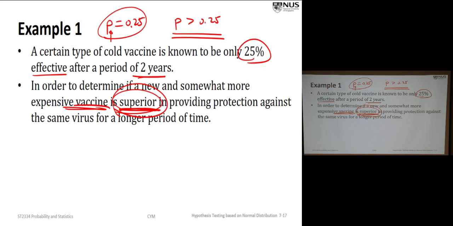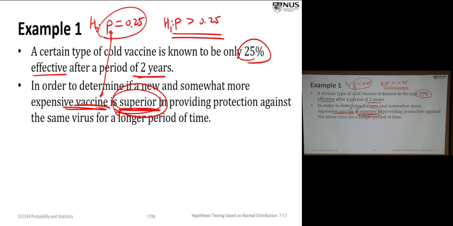But if it's worse, then P should be less than 0.25 after 2 years. But now we are asking whether it's better. So the alternative should be P greater than 0.25. All right? So this is my H0, and this is my H1. This P refers to how effective this new vaccine is after 2 years. Say 25% of the people get protected.